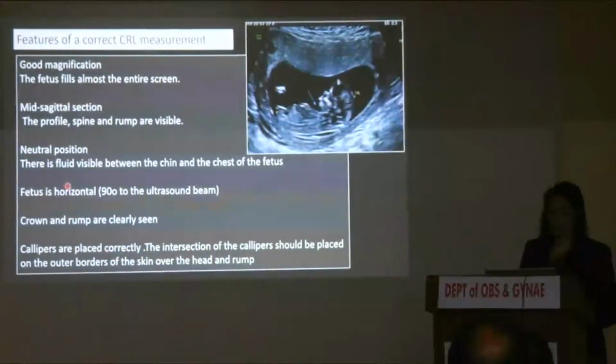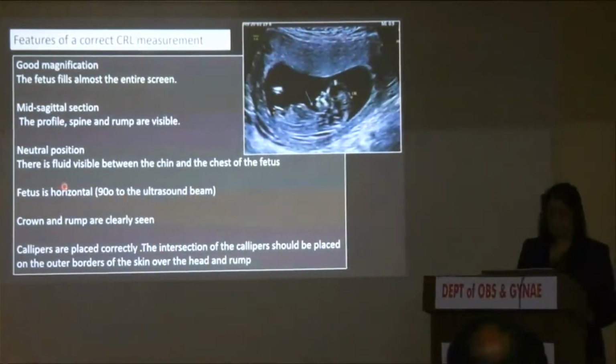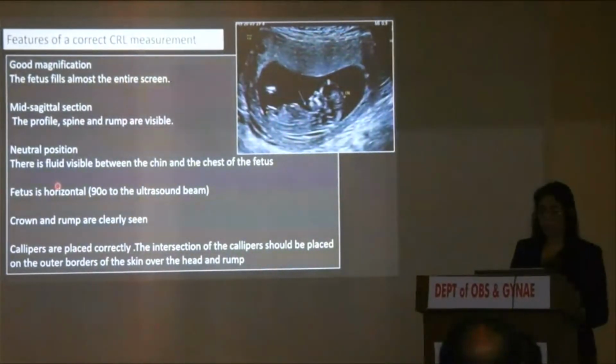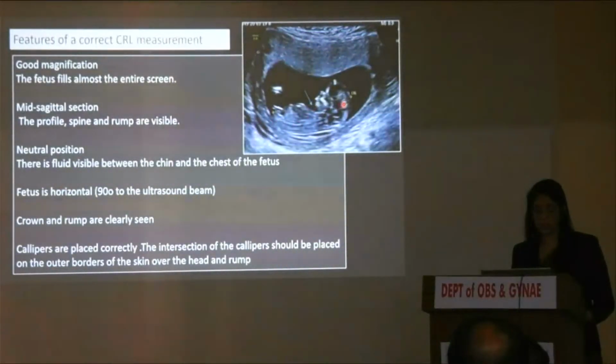So, how do we take the correct CRL? Firstly, we have to have a good magnification. The fetus fills almost the entire screen. We have to take a mid-sagittal section, including the profile. The spine and the rump should be visible. The fetus should be in the neutral position, in that there is some amount of fluid between the chin and the chest of the fetus. The fetus should be horizontal, and the crown and the rump should be clearly seen, and we should place the calipers correctly over the head and the rump.